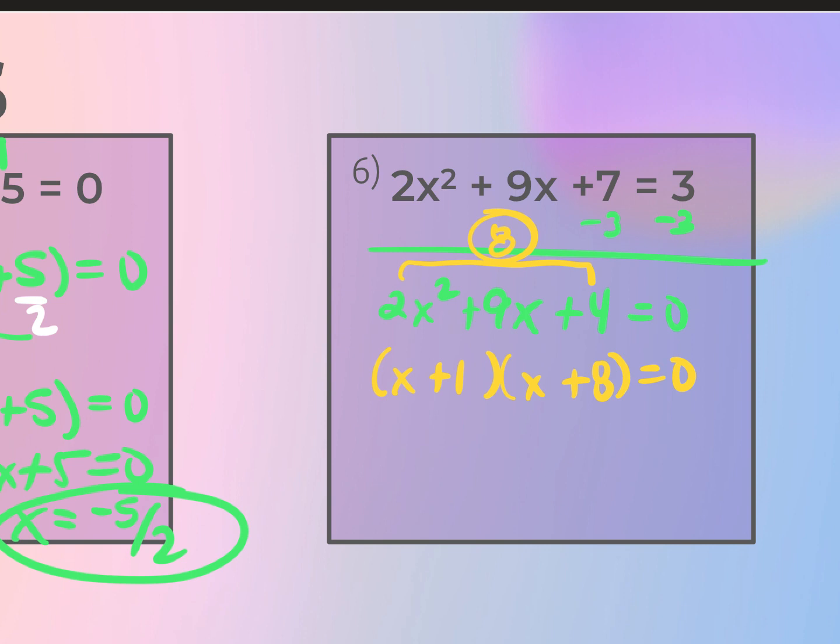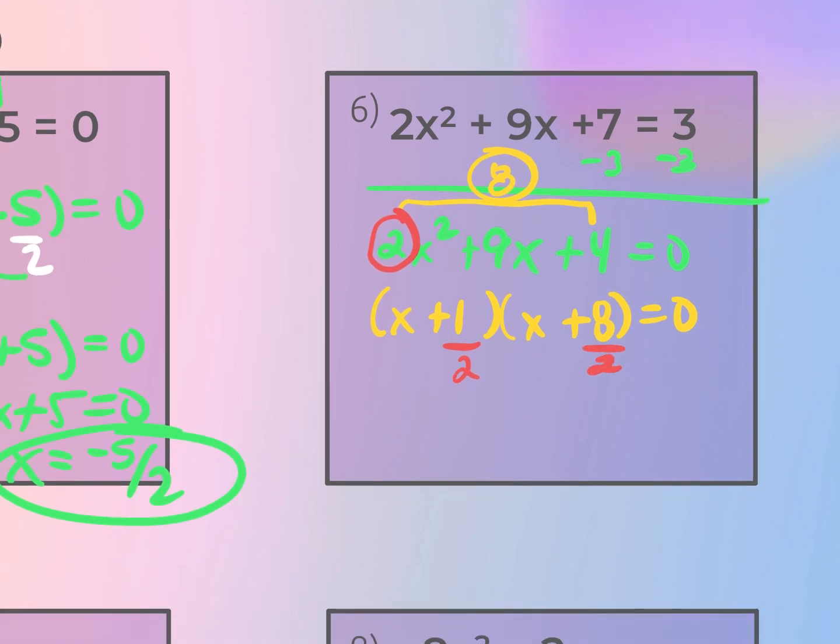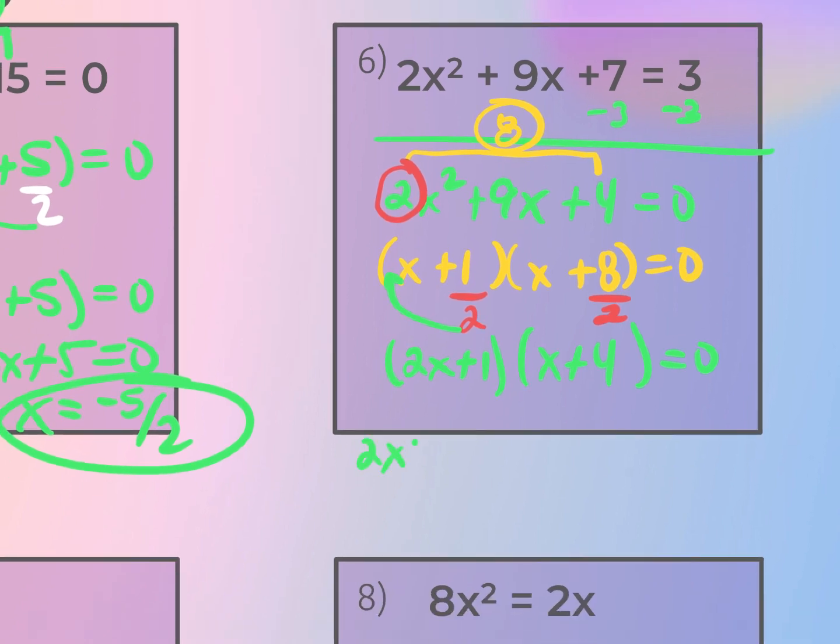Now, since my a term is not 1, it's 2, I'm going to divide both sides by what? 2, right? So 1 divided by 2 is not pretty, so we'll say 2x plus 1. And 2 becomes the coefficient here. And then 8 divided by 2 is pretty. What's 8 divided by 2? 4, good. And then what do I do with each piece? I set it equal to? Good. So 2x plus 1 equals 0, and x plus 4 equals 0.